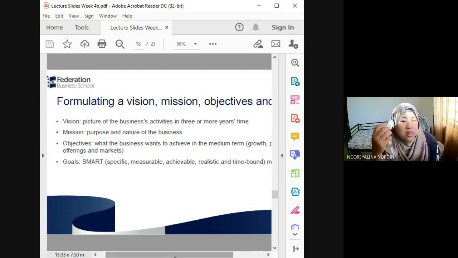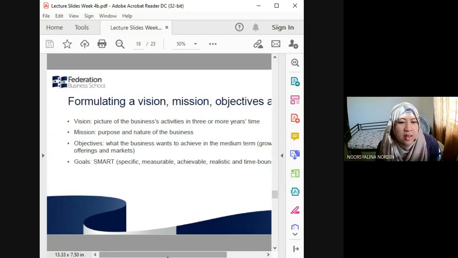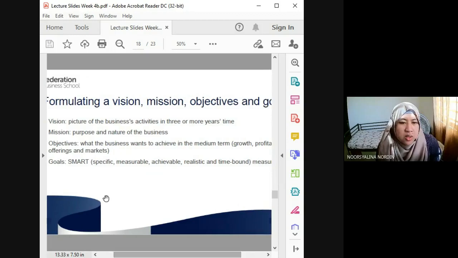All right, and then formulating a vision, mission, objective, and goal. So what is vision? As I mentioned, vision is about future goals, and it's a picturing of a business activity in 3 or more years time. And for the mission, it's mostly the purpose and the nature of the business. So vision is more on future goal, but mission is most probably going to the specific, current goal. And the objective, what the business wants to achieve in the medium term: growth and profitability, offering and market. And the last one, the acronym SMART is about specific, how you want to achieve the goal, right? Specific, measurable, achievable, realistic, and time-bound.